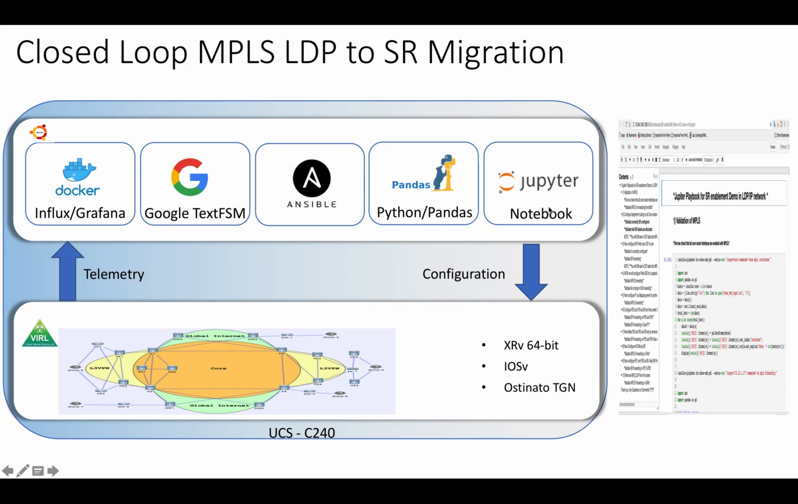For implementation of this solution and performing demos, we have used a virtual environment, which is running in two different VMs on UCS C240. One VM is used for simulating the customer network using Cisco VIRL, which is simulating the provider core as well as provider edge using virtual XR routers, and then the customer edge routers are virtual IOS routers. And again, we are using virtual traffic generators as well for generating L3 VPN as well as global internet traffic.